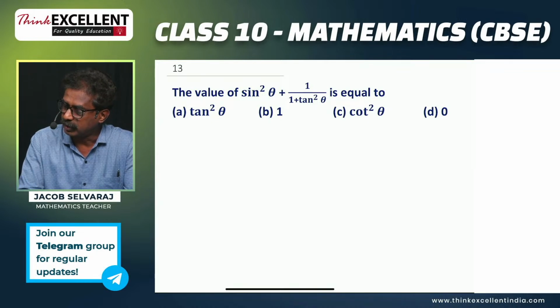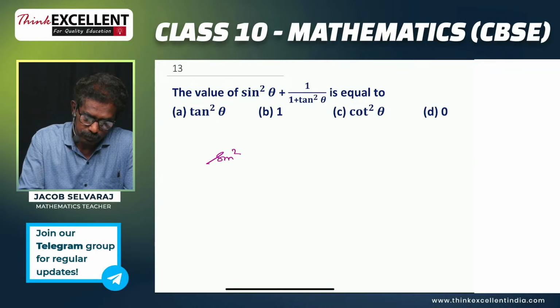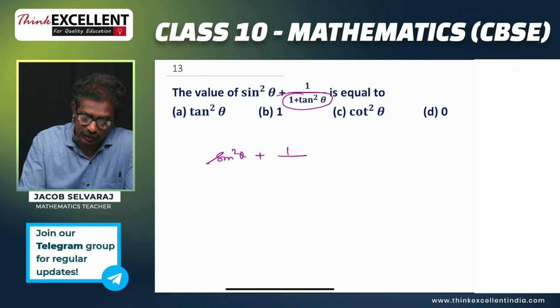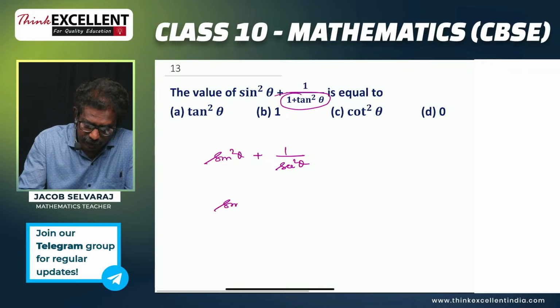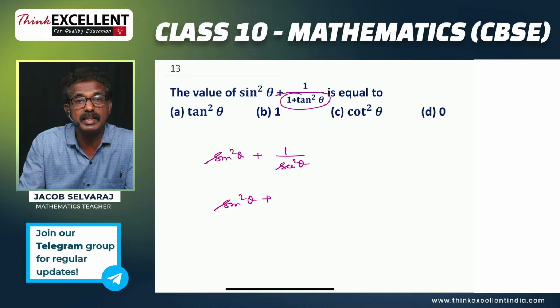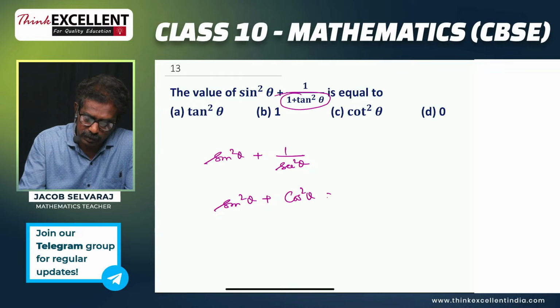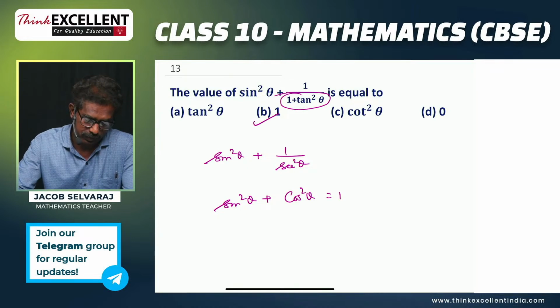Sin square theta plus 1 by 1 plus tan square theta, identity is there, right? 1 plus tan square theta is secant square theta. That is sin square theta. 1 by secant square theta is what? Cos square theta, right? So sin square plus cos square, our answer is 1.